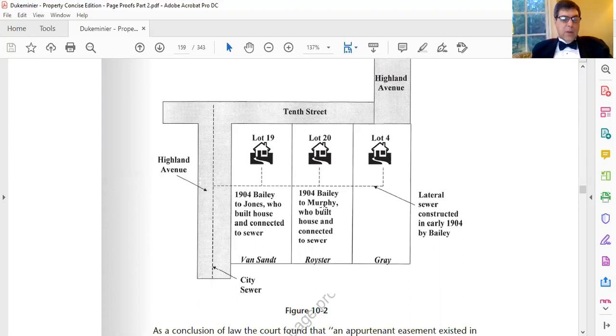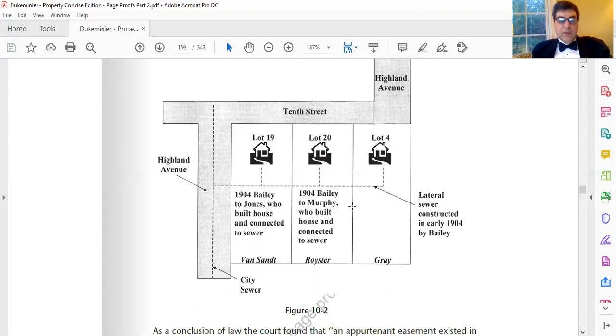It's not an easement because all of the land was owned by one person at that time, and you can't have an easement over your own property, but this was something that was kind of like what an easement does, using one part of the property for the benefit of another part, and so the court calls it a quasi-easement.